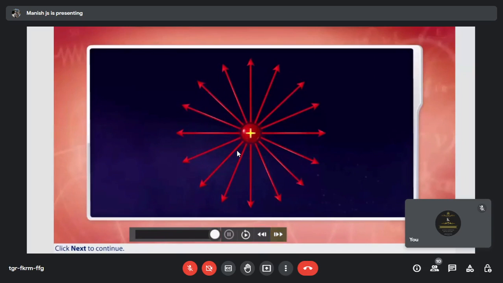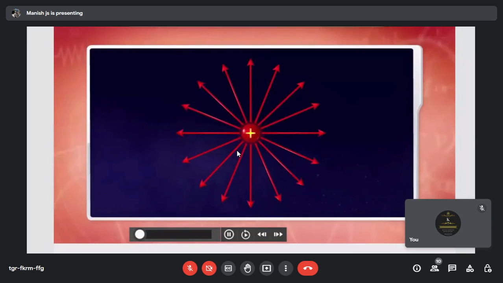Okay, so electric field intensity will decrease as you move away. The relative crowdedness is very, very less, but electric field intensity is more as you move towards the charge because the relative crowdedness of electric field lines is greater. So that is the concept that we learned in this module. Okay, we'll go to the next one.